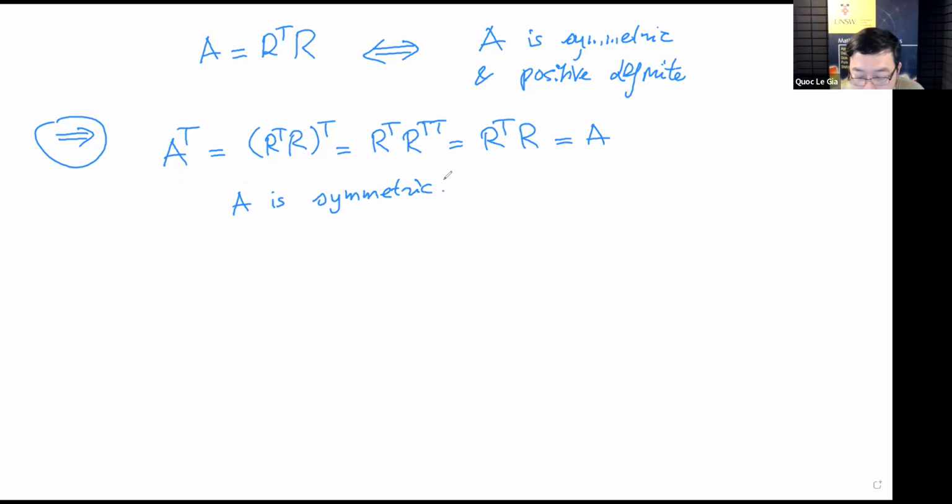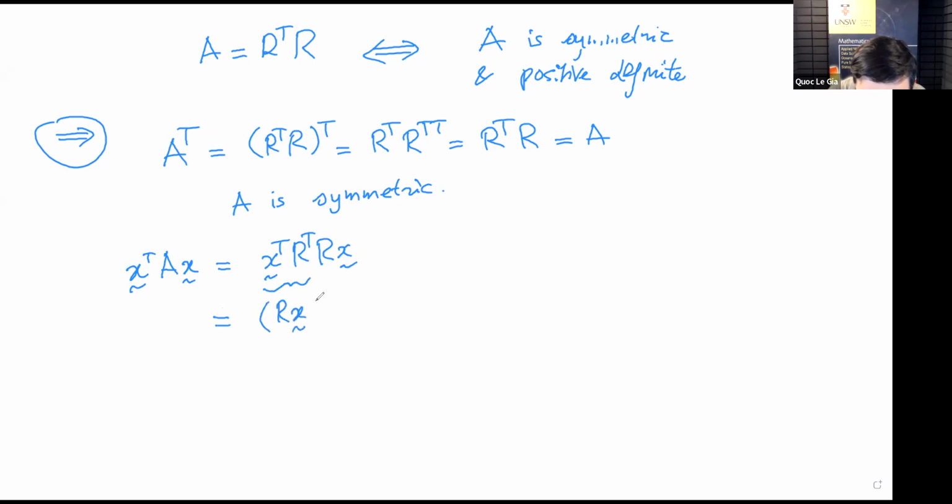And now, how do I prove it's positive definite? Well, by that definition, I take a vector X, and then I take its transpose, multiply by A, and multiply by X. Now instead of writing A, I write R transpose R. And then I still have X transpose here, then X here. And now remember that this one is just Rx, everything transposed.